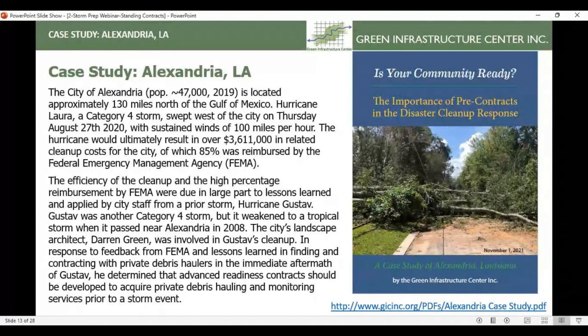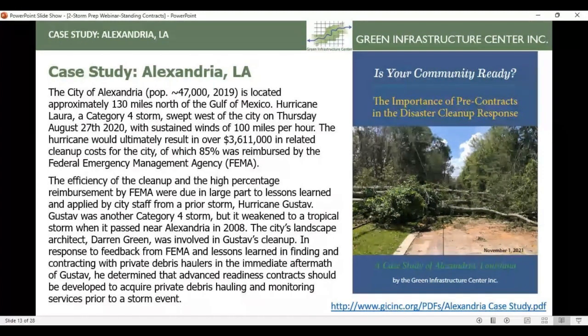In fact, there were much larger cities, much closer to the coast, who had no pre-event contracts, who had no debris sites permitted. They had no clue what to do. And months after the storm, they were still trying to figure out how to clean the mess up. So I learned the hard way, but we got everything in order, and I'm just glad to be able to share this with other people because I don't want other folks to have to go through what I did because it was quite embarrassing.